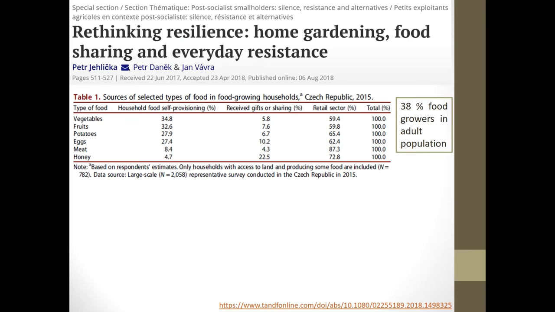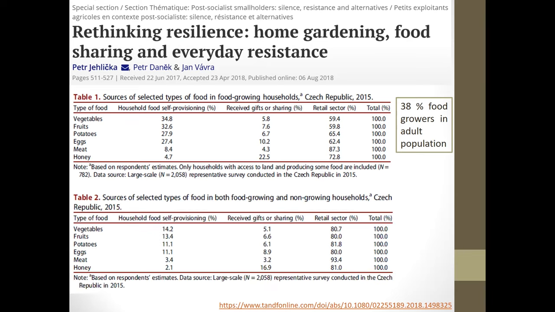Okay, you say, but these are only the growing households. If we use the same perspective but focus on all households, not only growing, that's table two, we see that around 13-14% on average, when talking about the whole population, is self-produced, and another few percent are gifted or shared. So even in the whole population, one fifth of fruit and vegetables, as well as eggs and potatoes, is of non-market origin. So still quite a lot.